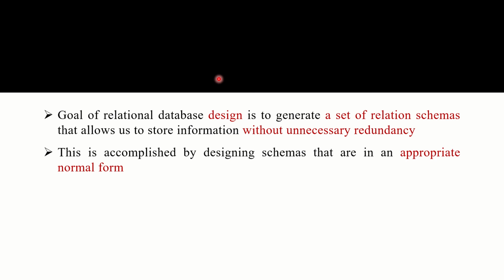So in order to avoid this drawback, that is, in order to avoid unnecessary redundancy, what we can do is apply normalization to the tables in a database. So in this module, we have to study about the different types of normalization and how the normalization is applied to each and every table.